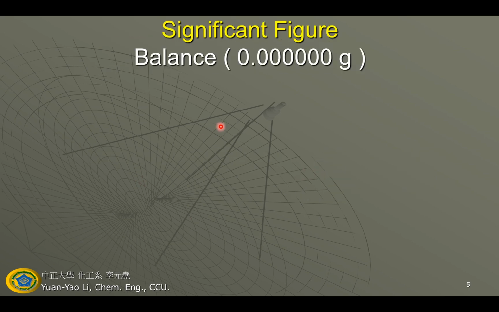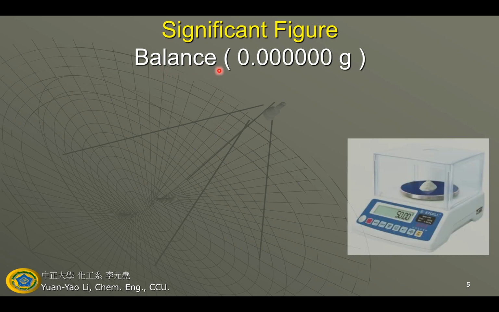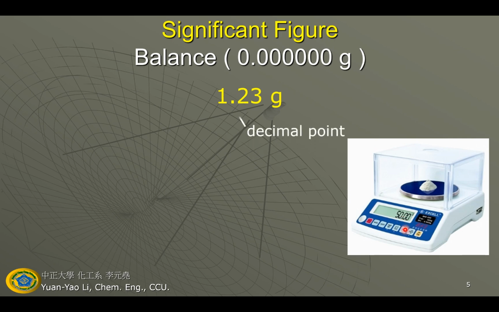How about significant figures? Let's imagine using a balance as an example. For example, if you have 1.23 grams, that means you put a sample into the balance and the number it shows you is 1.23. The maximum is 50.00, which means there are two numbers after the decimal point.